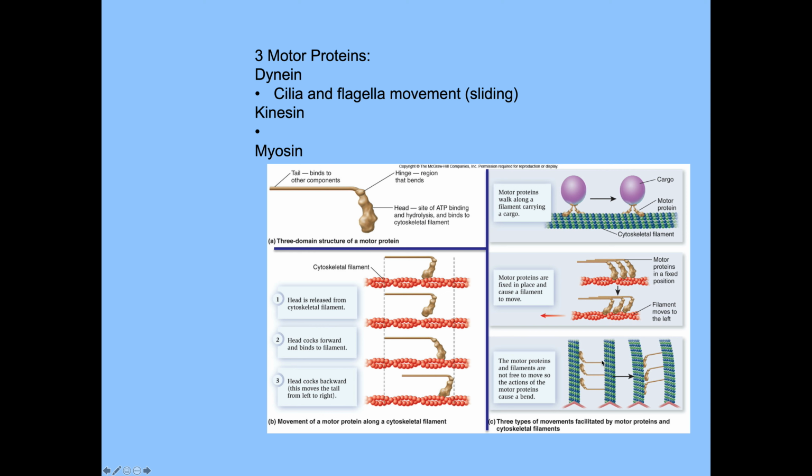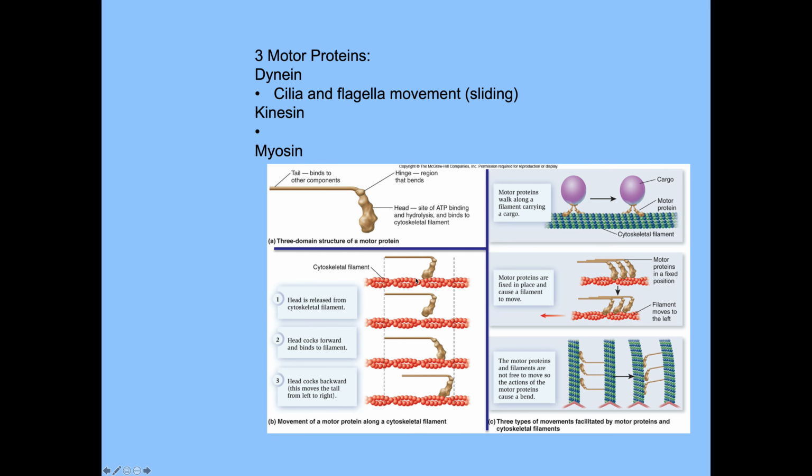Kinesin does this. And myosin actually interacts with dynein and actin. So myosin is responsible mainly for muscle contraction and muscle movement. So here's our first type of movement, right? This is the movement of a motor protein along a cytoskeletal element. In this case, it's actin, and this is myosin.